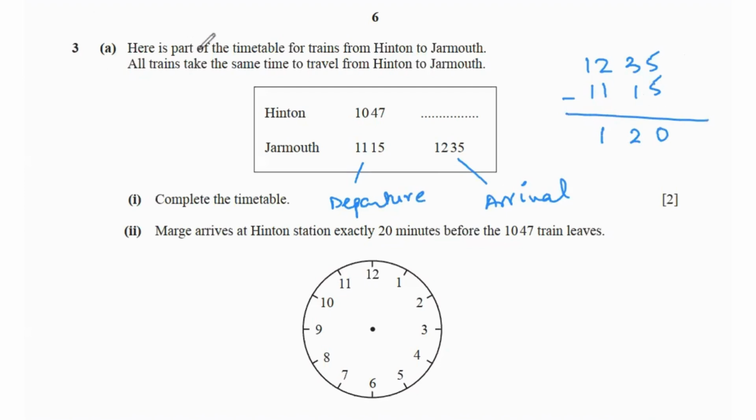So if it's 1 hour and 20 minutes, we're going to add that to the departure time of Hinton. That is 11:67. As we discussed earlier, your minutes cannot be greater than 60. So we'll take 1 hour from 67 and put it to 11. That's going to be 12:07. So 12:07 is the time when the Hinton train arrives.